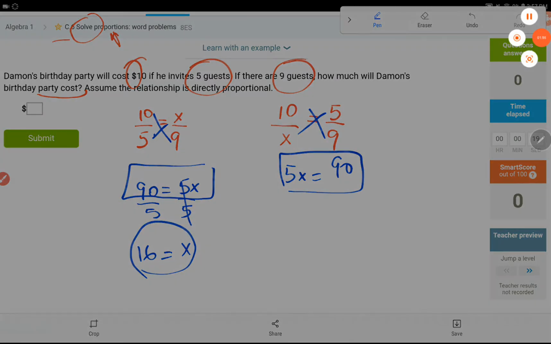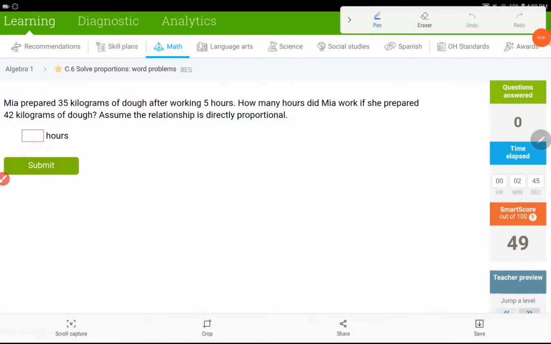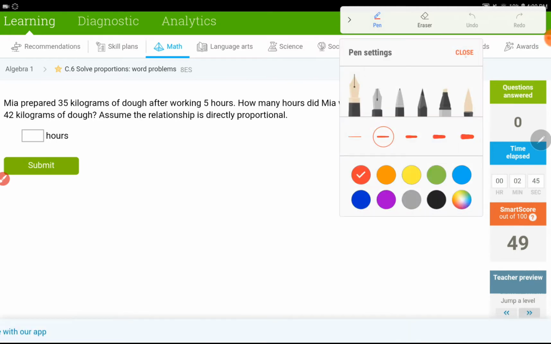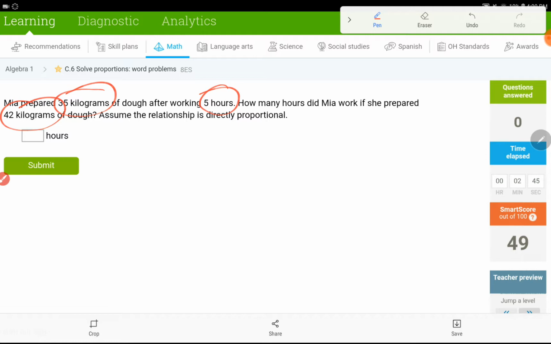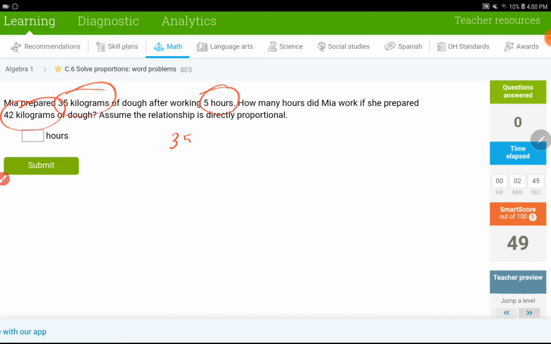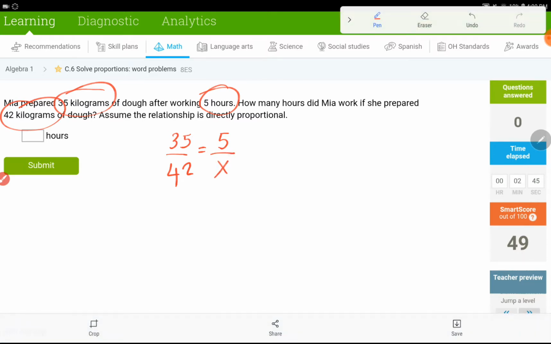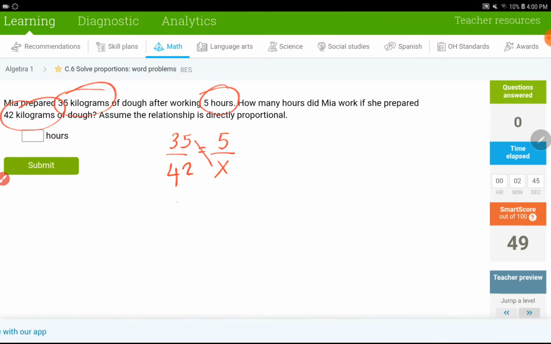Now I will skip one level and then solve that question as a sample. Let's see that question. Okay, here it is. We have, let's change the color, 35 kilograms, 5 hours, 42 kilograms, and the unknown number of hours. So I'm gonna divide the like terms this time. 35 divided by 42 equals 5 hours for 35 divided by that unknown number of hours. So all I have to do is multiply these two.